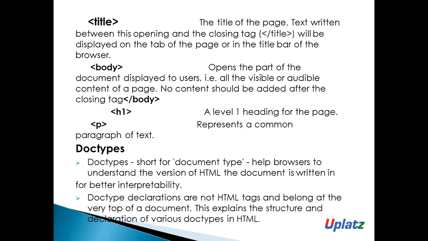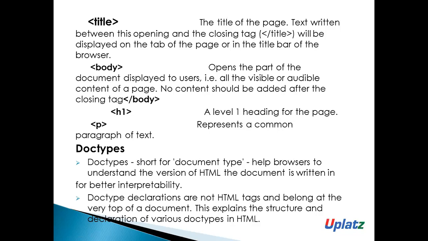So next is what are doc types. Doc type is nothing but the short form of document type. It will help the browser to understand the version of the HTML document and render it for better interpretability. Basically it will tell the browser the version, whatever you are running. So if you do not mention the doc type at the top of your program, the browser will not understand what version of HTML you are using.